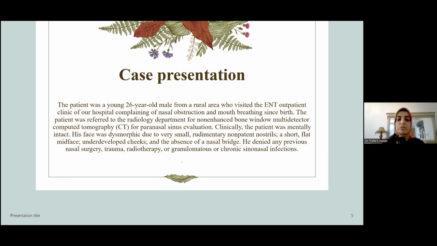After they examined the patient, they sent him to the radiology department for CT scan of nose and paranasal sinuses for evaluation. When we received the patient, we saw that he was mentally intact, but his face was a bit dysmorphic due to very small rudimentary non-patent nostrils. He had a short, flat mid-face, underdeveloped cheeks, and absence of nasal bridge. These are clinically visible. Upon asking, the patient denied any previous nasal surgery, trauma, radiotherapy, granulomas, or chronic infection in the region of nose and paranasal sinuses.